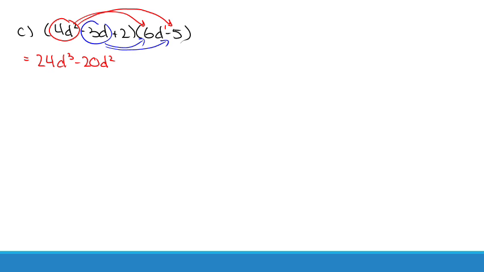One more distribution, negative 18 d squared, because they're both d to the first power, and then plus 15d, two negatives make a positive. And then we have one more distribution, I'll draw that a little bit differently so it stands out. 2 times 6 is 12, and it's a positive 2 times a positive 6, so it's positive 12d, and then minus 10. Again, so that's the expanding.